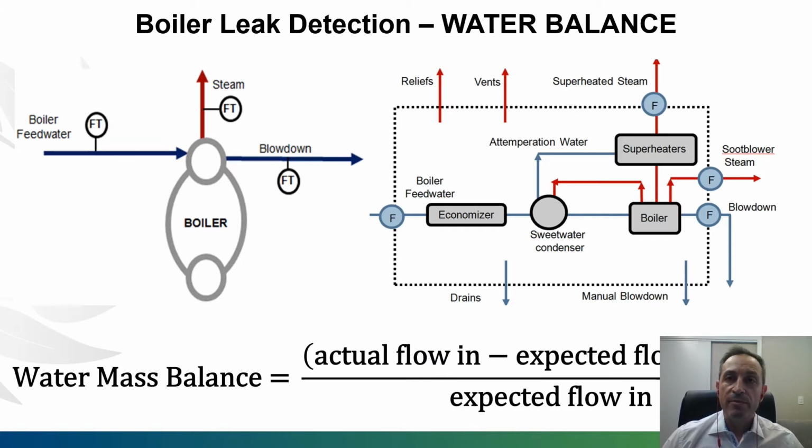So the true flow coming in minus the expected flow, divided by the expected flow, that's what we call a balance. So if there's a large difference between the measurements here, that could indicate a possibility of a leak in the boiler.